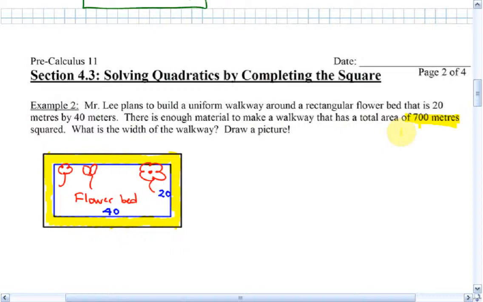Now the question is this. What's the width of the walkway? The width of the walkway is this distance here, the distance between here and here. That's the width. Let's call it W. Now notice it's a uniform walkway, so this is also W. This up here is also W. This over here is also W. We'll talk about that in a sec. W is just the uniform width. So I'd like you to draw this in because the picture is nice.